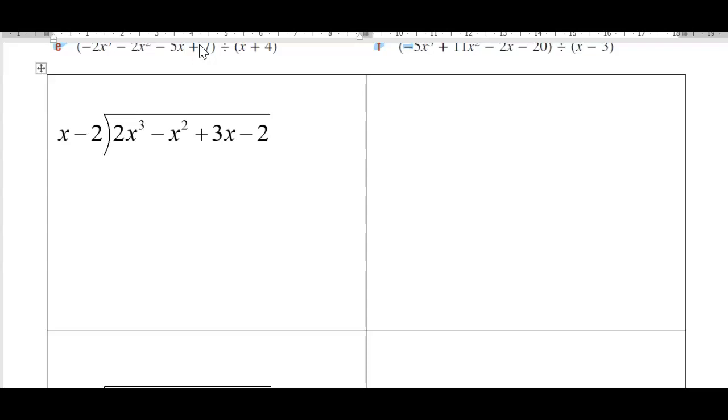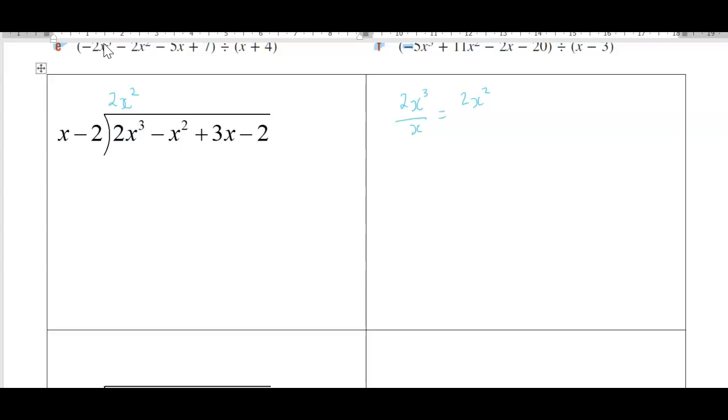Okay, so we take the x and we divide that into 2x cubed. So we're basically doing 2x cubed over x, and that gives us 2x squared. So I'm going to put the 2x squared up there, and then I'm just going to delete and highlight that just because it's going to get messy if I keep highlighting things.